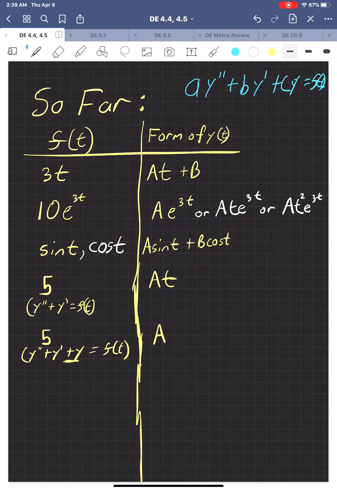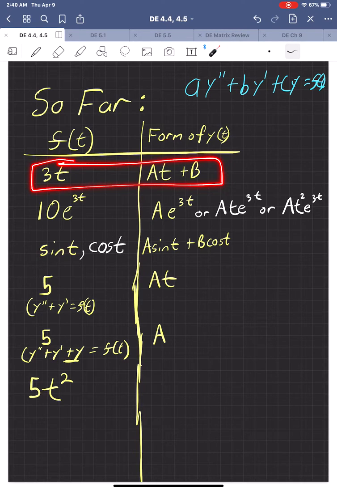Now, one that we haven't seen yet would be something like this. What if, I'll go ahead and use this one, what if it was 5t squared? Right? So we've seen how to address 3t. What about when we have t squared? So let's take a look at how we addressed it when we had a linear function. Well, we had at plus b.